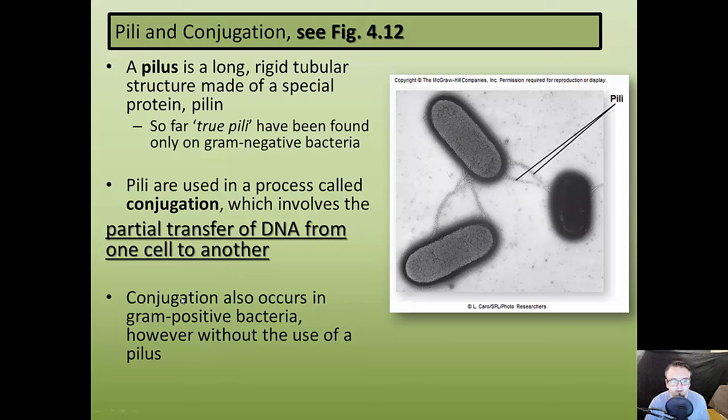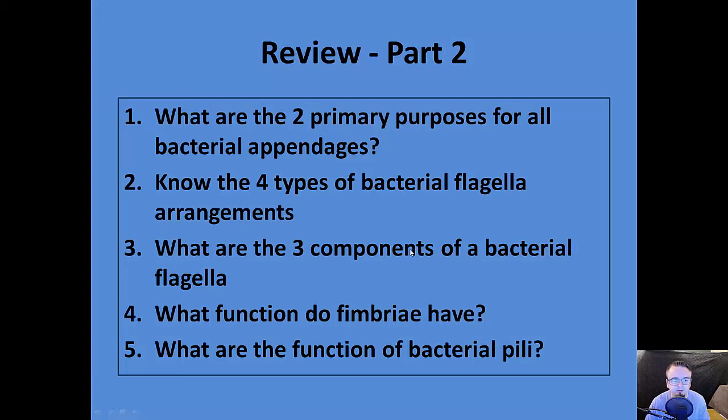And that process is called conjugation, and we'll talk about that more because it's significant, and it allows for alteration of the DNA between cells, which can cause unique traits to come about in bacteria. And one example of where this is relevant is with antibiotic resistance. This allows for the transfer of resistant genes between bacterial species. Okay, so go ahead and pause it, take a look at part 2, and we'll move on to the next part.